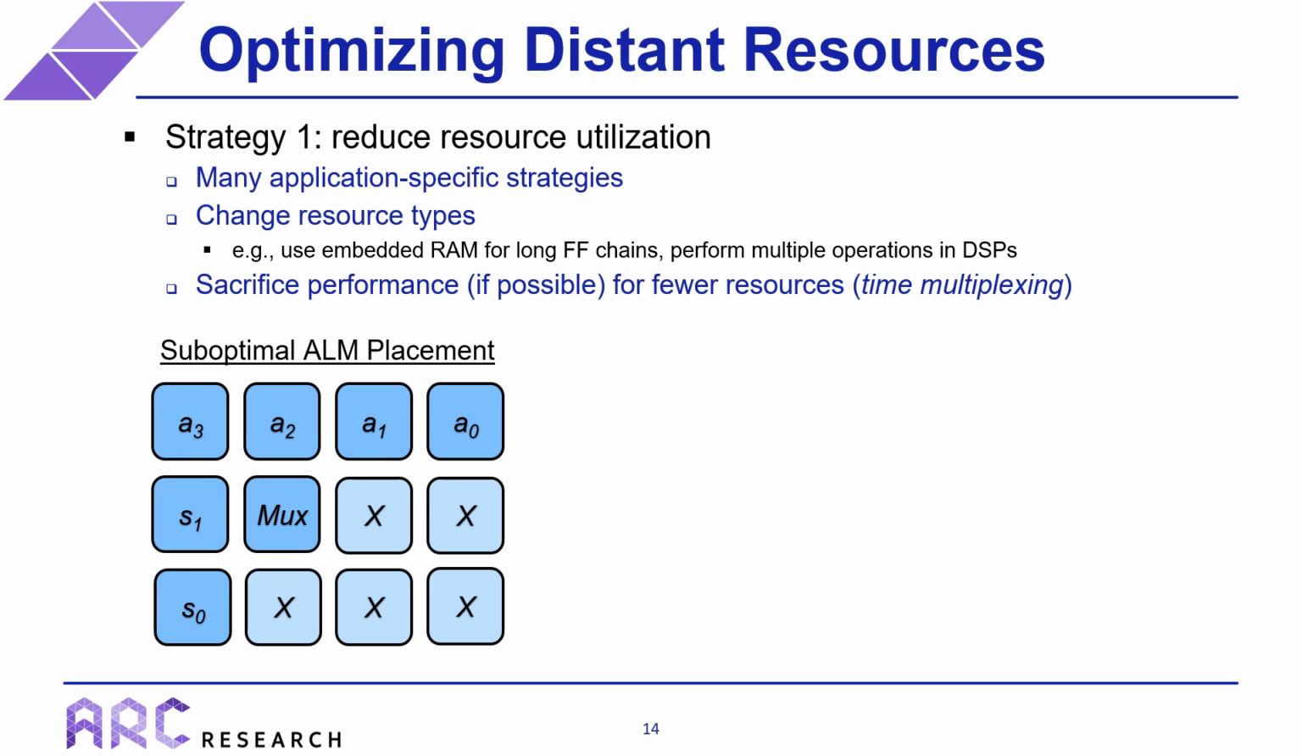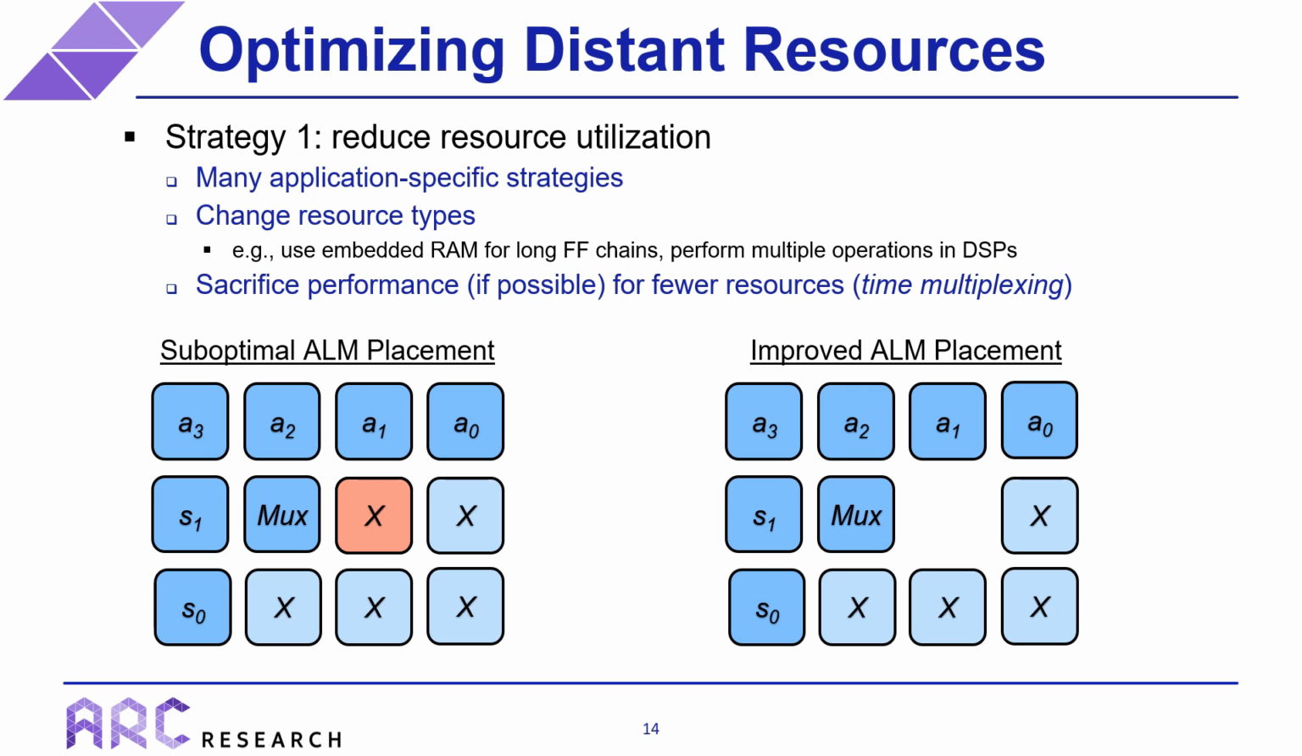closer together. So let's say, for example, we are able to optimize some portion of the design which eliminates the highlighted ALM. Now that that ALM is not used, the placer can potentially move the distant A0 flip-flop into this newly available ALM that is much closer to the mux, and in doing so, it has now shrunk the interconnect delays.